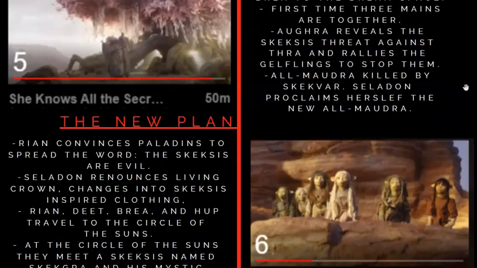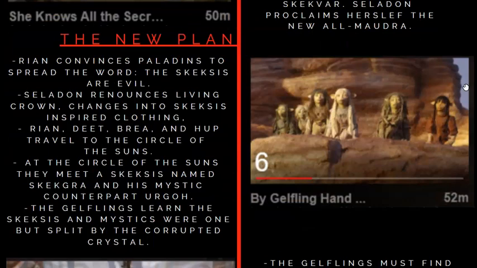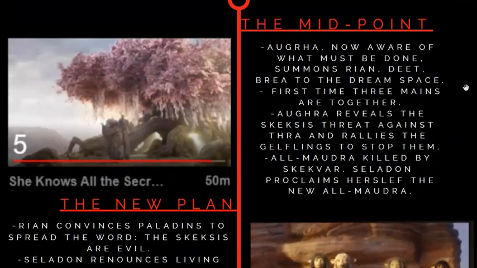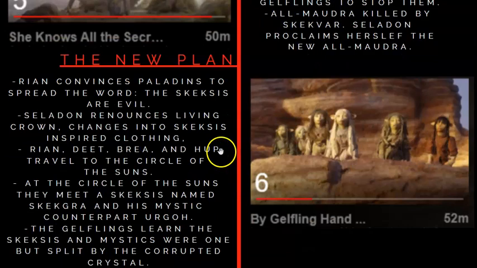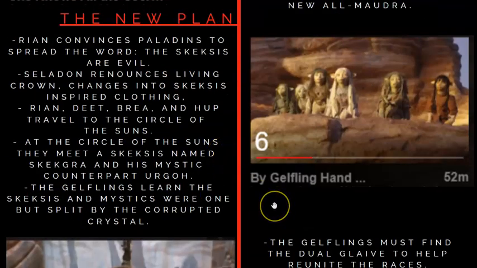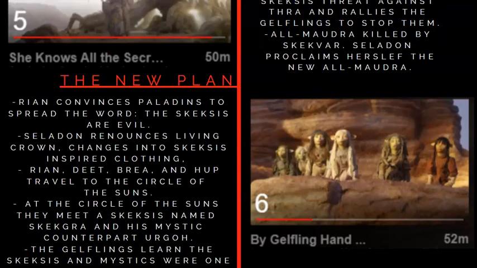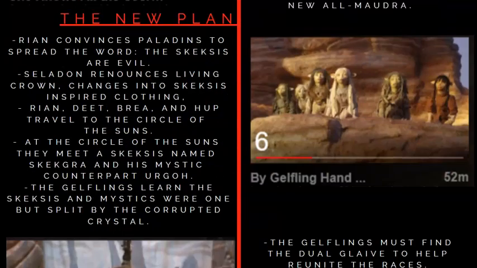I call this section the new plan, because what happens in the midpoint always changes the direction of the story, whether it's good or bad. So the Gelfling now need to regroup, that's the word, and go on their own missions, their own ways. So that's why I call this the new plan.